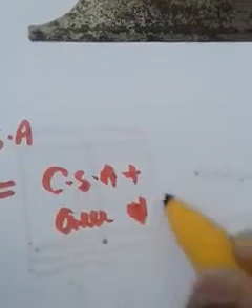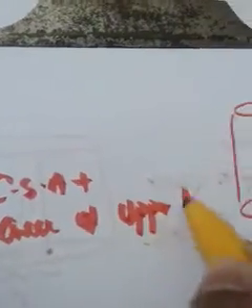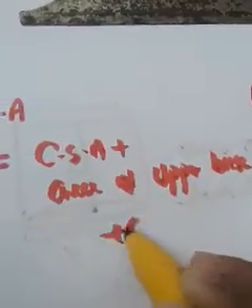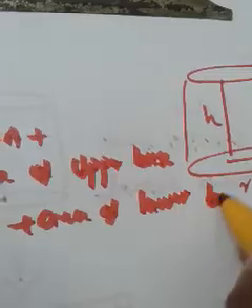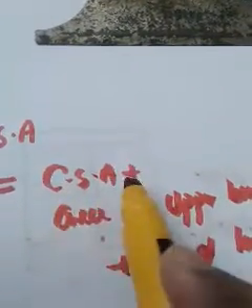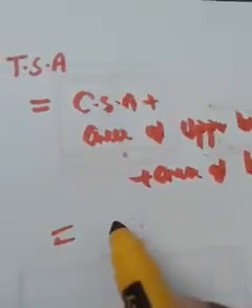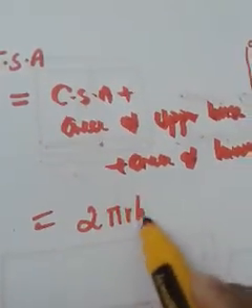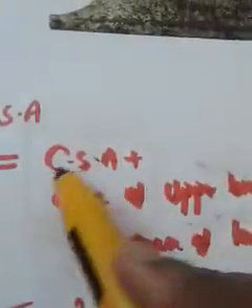Area of upper base plus area of lower base. Okay, what is the formula for calculating the curved surface area of a cylinder? We discussed just now. The curved surface area is given by 2 pi rh. We already derived that formula.